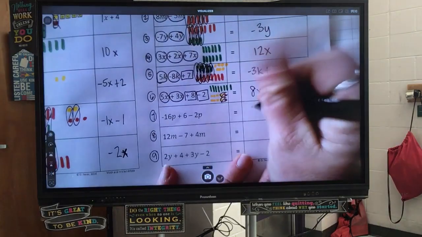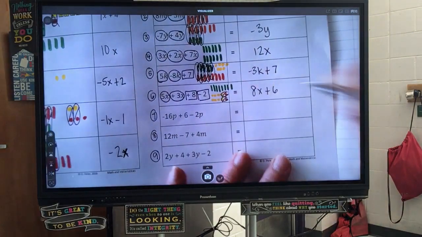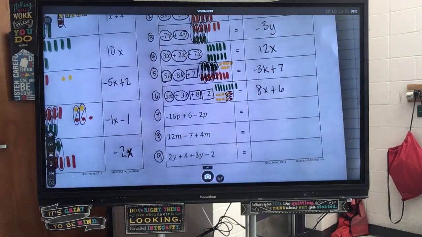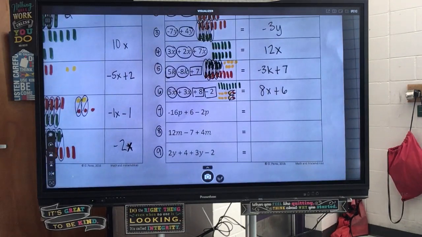Alright, so then I have 1, 2, 3, 4, 5, 6. So then I have plus 6. Alright, negative 16p plus 6 minus 2p. Alright, can I combine anything here? Jonathan? 16p and 2p. No.